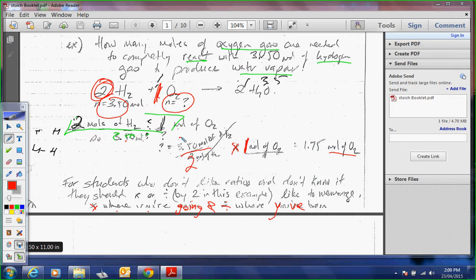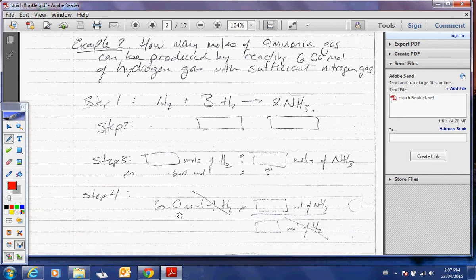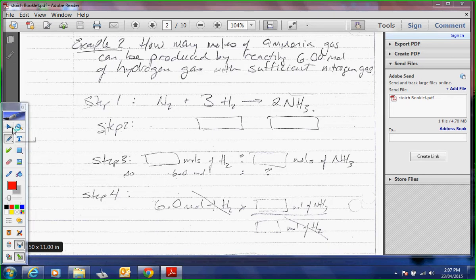Okay? So, example 2, where you have to fill in the blanks here. How many moles of ammonia gas can be produced by reacting 6 moles of hydrogen gas with sufficient nitrogen gas? Meaning enough nitrogen gas. Could you have come up with a balanced chemical equation on your own? Yes. So step 1 is to do that.